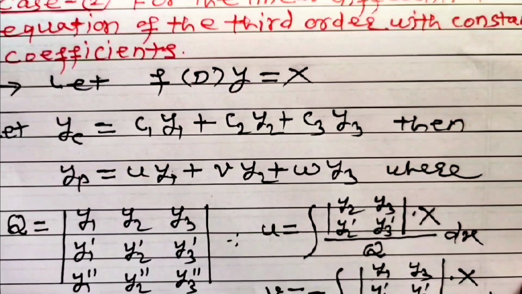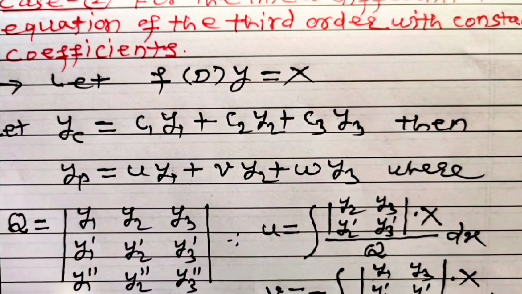First of all we have to find Q. Q is the value of this determinant. The first row of this determinant is y1, y2, y3. The second row is y1', y2', y3', and the third row is y1'', y2'', y3''.